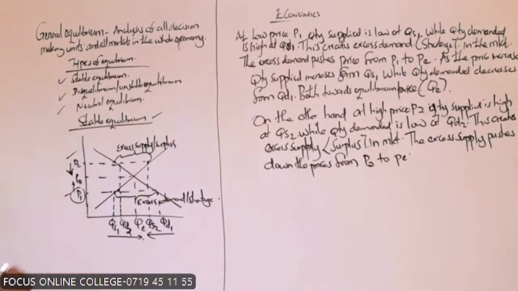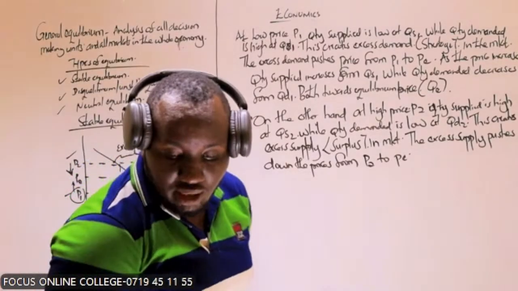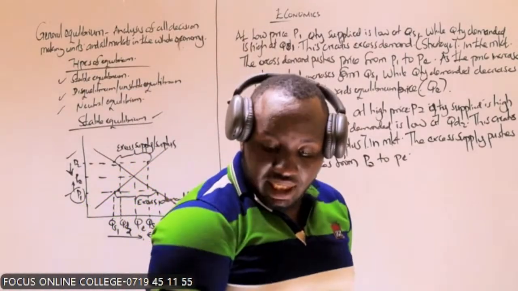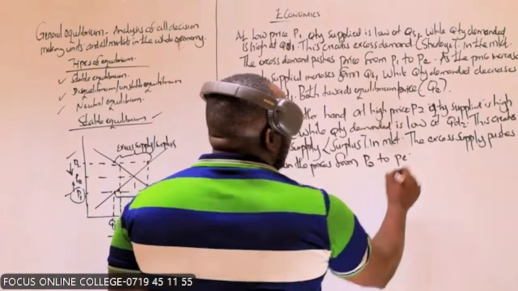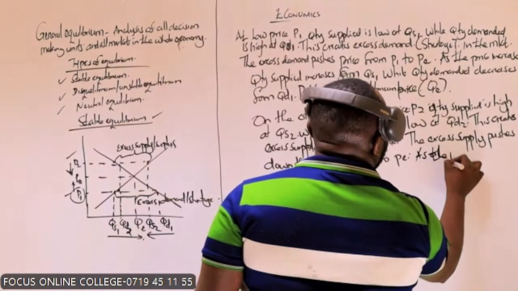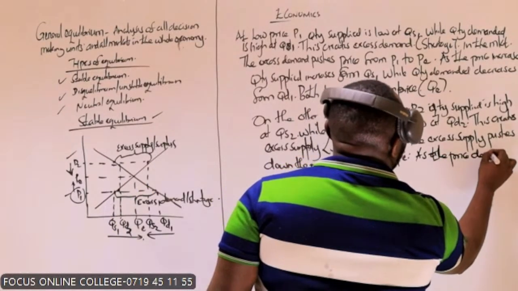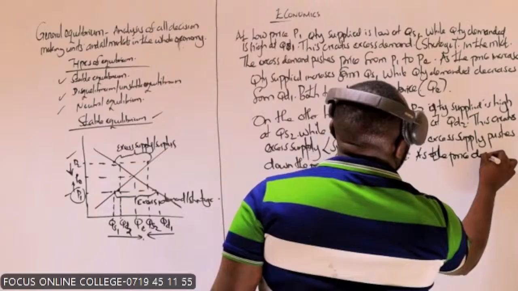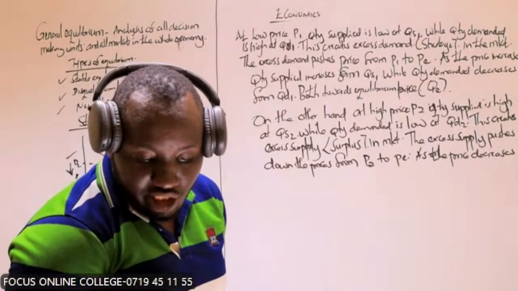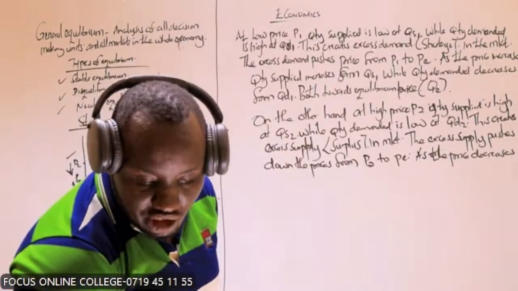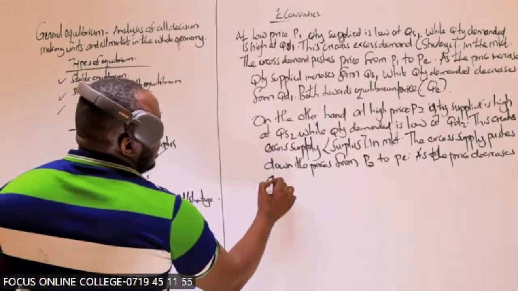And it pushes the price in Kenya from P2 towards PE, the equilibrium price. As the price decreases, the tax on income also decreases, as the quantity supplied decreases, only as the price decreases.